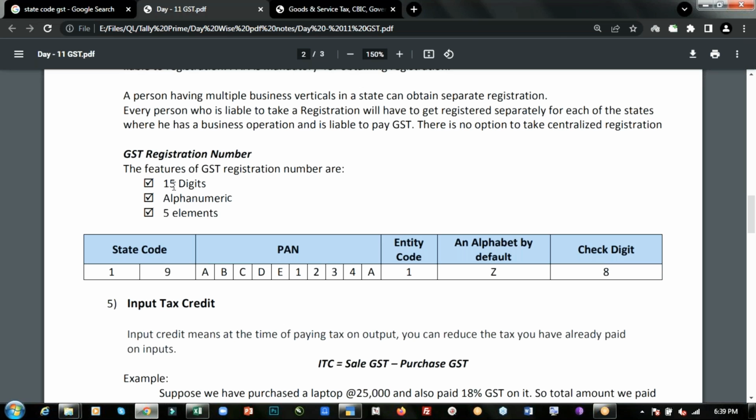GST registration number contains a 15 digits alphanumeric code. It contains the 5 elements. The first element is the state code, which contains 2 digits. Then the PAN number. After that, an entity code. Entity code basically represents how many business entities you have. Then an alphabet, by default it should be Z. After that, the check digit. Check digit could be a number or an alphabet.